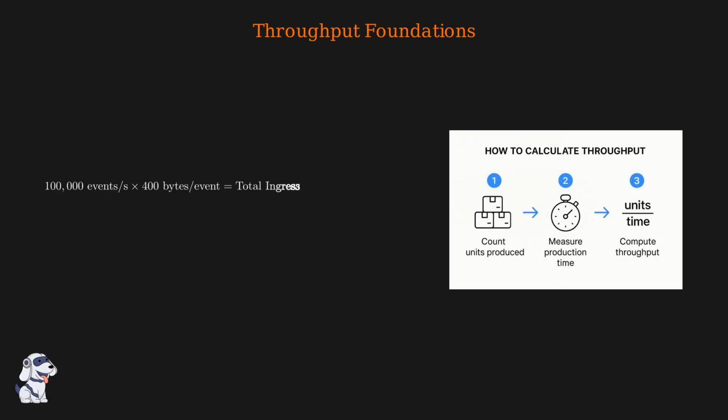To calculate throughput, we start with our core requirements. If we have 100,000 events per second, and each event is 400 bytes, we need to determine our total data ingress per second. Multiplying these values gives us 40 million bytes per second. Converting this to standard storage units, we arrive at a baseline of 40 megabytes per second. This is our raw data requirement before factoring in any infrastructure or networking overheads. This baseline is essential for capacity planning, serving as the starting point for scaling your brokers and ensuring the system can handle the expected load.